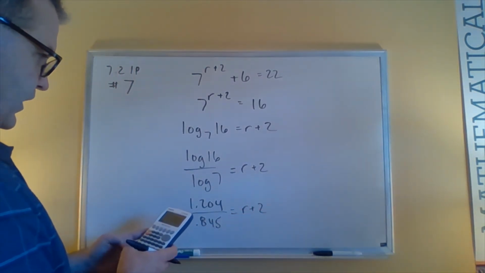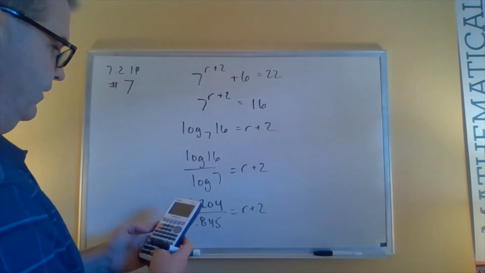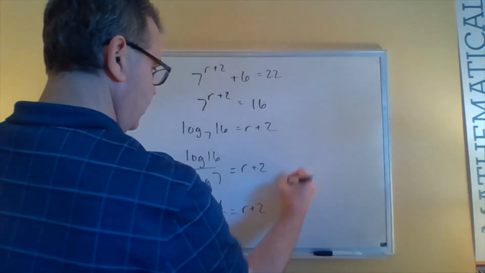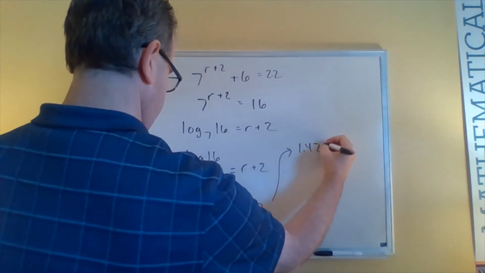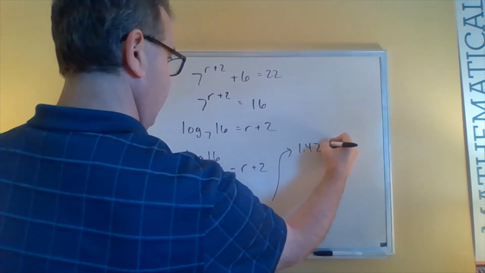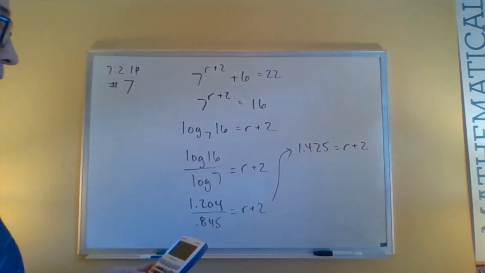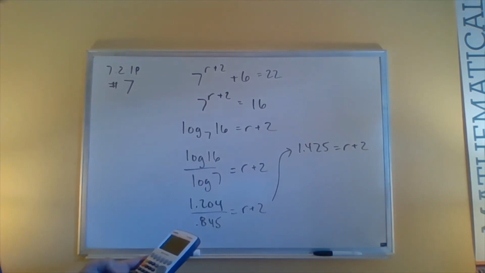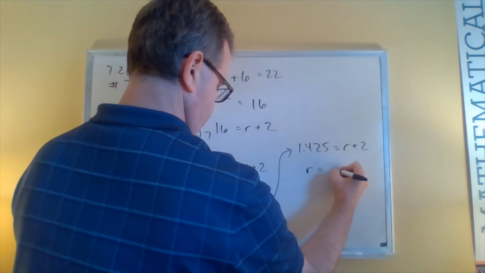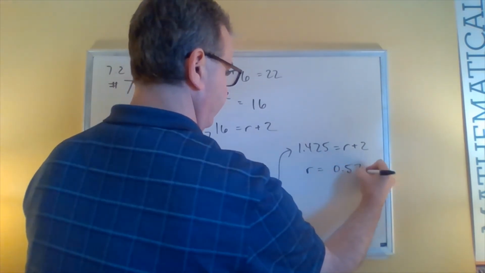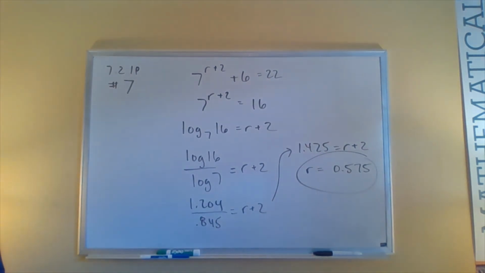So if I do the calculation, 1.204 divided by 0.845, that will equal 1.425 equals r plus 2. So if I subtract, let's see, 1.425 minus 2, my r is going to equal negative 0.575. That is my answer for number 7.